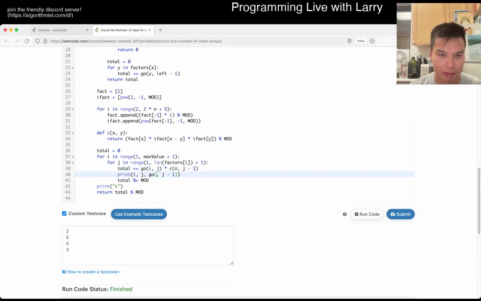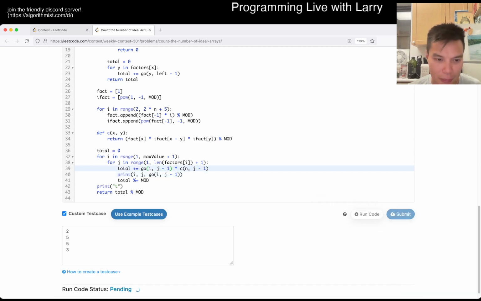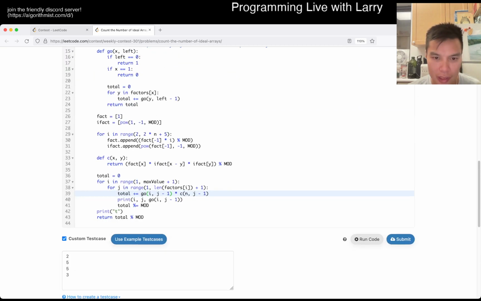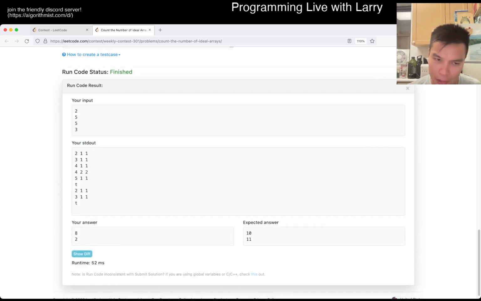Oh no, this is right. Oh, I forgot to do the j minus 1 here. That's why, because I printed it out but I got it wrong. Okay, so is this still n plus 1 maybe? Nope.